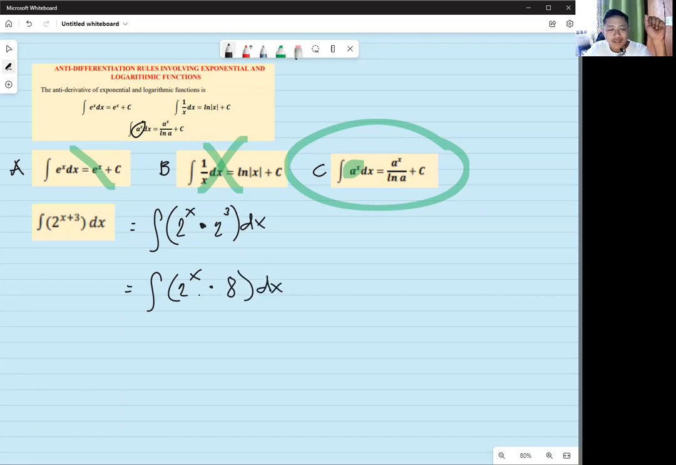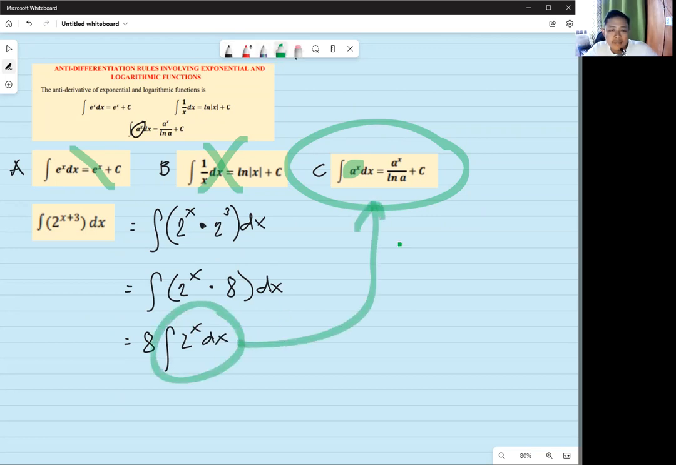Ayan. Remember, this is a constant rule. So therefore, it goes outside. This will become 8 times the integral of 2 raised to x dx. And now, we can already apply this process. Can you follow? So this will be equal to, of course, you need to copy 8.